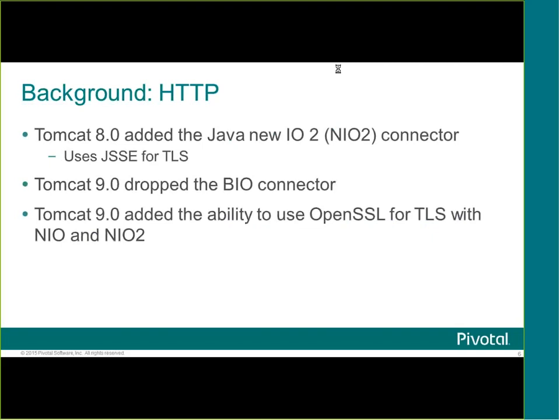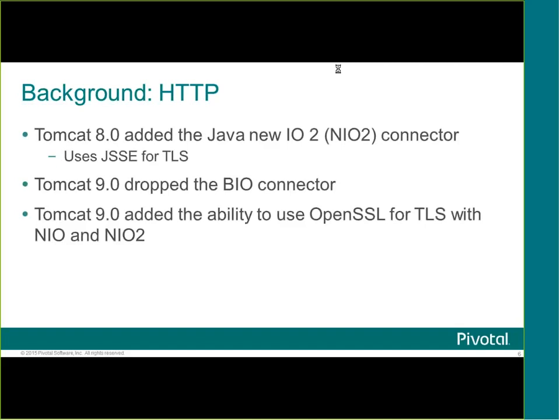Generally, all of these new connectors were implemented on the basis of, well, there's this IO library available. Let's implement it, let's see how it performs, let's see what it's like, how easy it is to use, and so on. And what we're always doing is looking for, is there something better than what we've got at the minute? In Tomcat 9, we actually dropped the BIO connector. I'll explain why in a little bit.